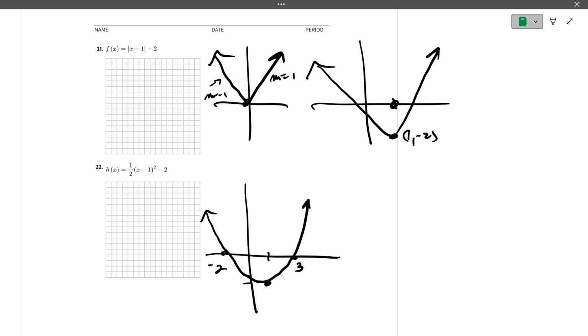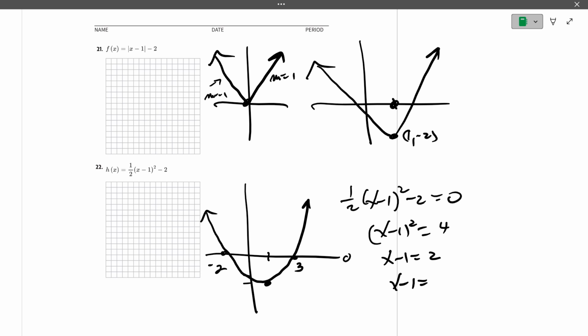If you're curious how we're getting those, I would take 1/2 of x minus 1 squared minus 2 and set it equal to 0 to see where it's at the 0 level. So your x minus 1 squared would equal what? You'd add a 2 and multiply by a 2. You'd have a 4 here. So that means your x minus 1 is 2, or your x minus 1 is -2. This is where the 3 is coming from, right here. And this is where the negative should be -1. My bad. This should be -1 right there.